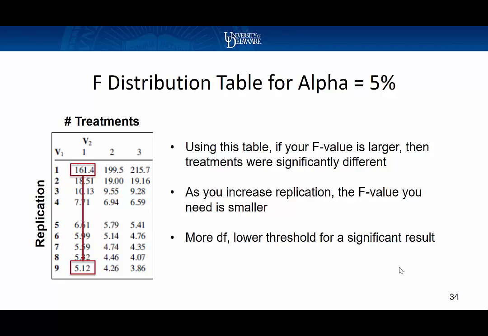if you only have one replication, that F value has to be greater than 161. By 9 replications, it only has to be 5. So the way these tables are set up, they reward you for more replication. The more replication you have, the smaller that difference can be between yields because we have more confidence in it.